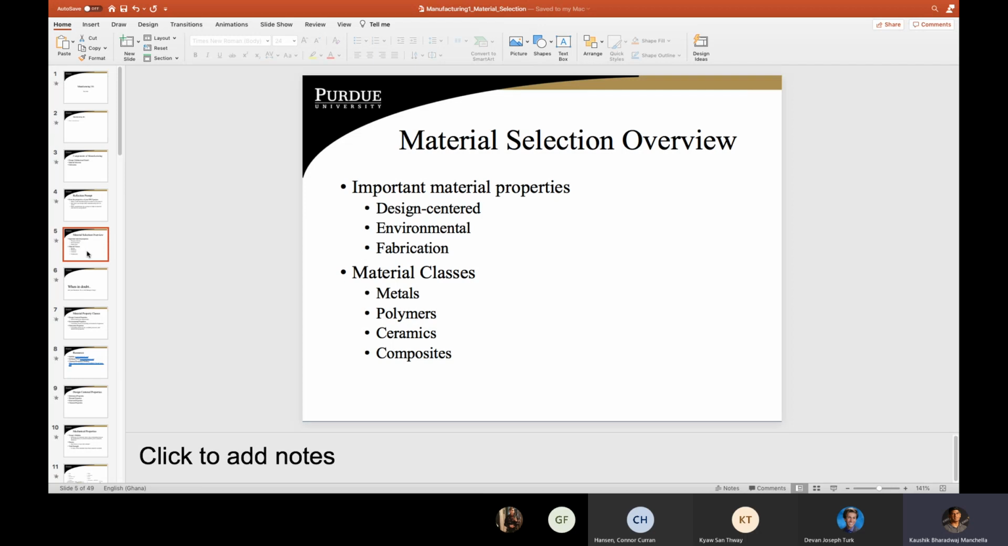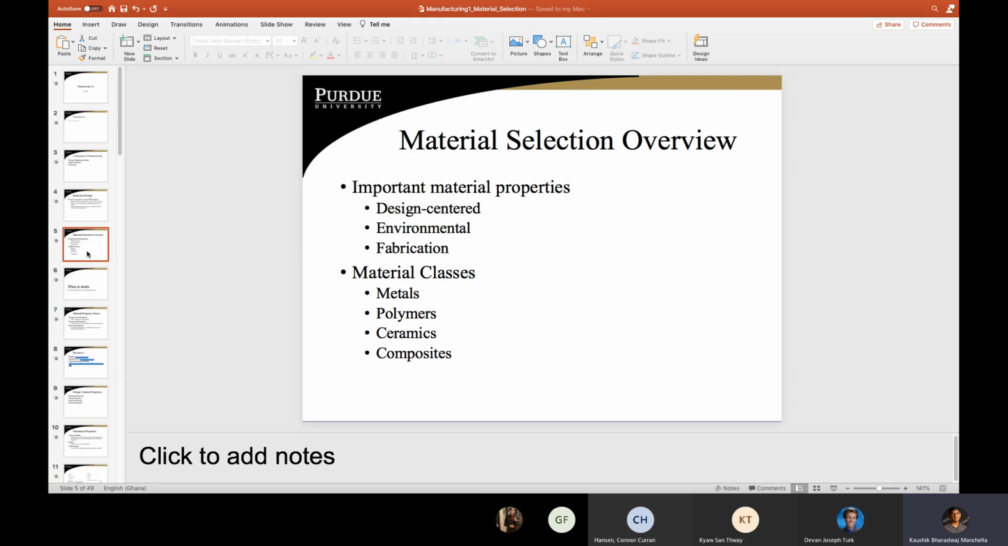As a high-level overview, there's many things to consider, but two things to keep in mind. There are various properties that can be broken down into three categories: design-centered properties, environmental properties, and fabrication properties, each of which I will go over. I think this is a good framework for deciding how you're going to select your materials: consider each of these areas, design-centered, environmental, fabrication, and then select your material.